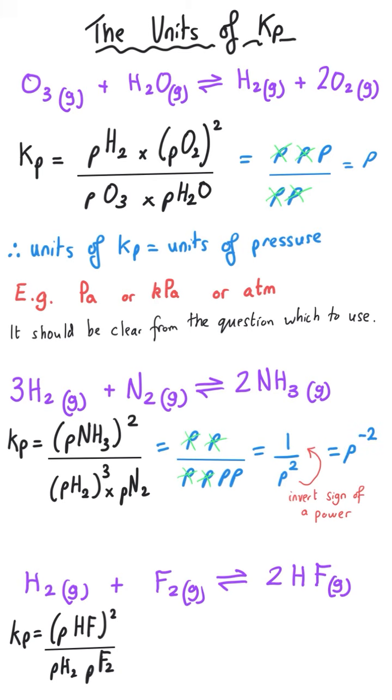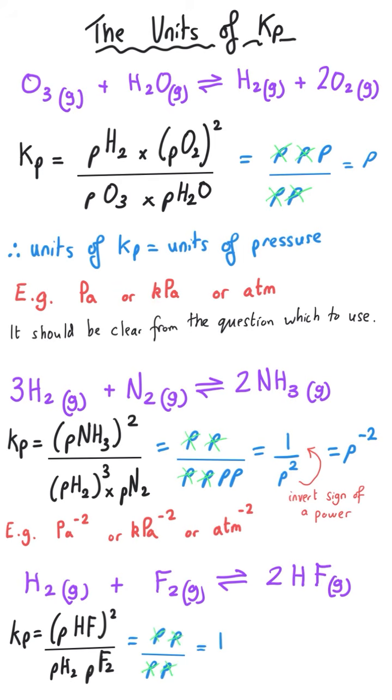Again, we're faced with the situation of what data were we given in the question. If it was kilopascals, the units would simply be kilopascals to the -2. Or if it was atmospheres, it would be atmospheres to the -2. And then in my final example, I've chosen a situation where we've got an equal number of moles of gas on both sides of the expression. And so as a result of that, we've got 2 partial pressure terms on the top and 2 on the bottom. And so when we do our cancelling out, they cancel out perfectly.